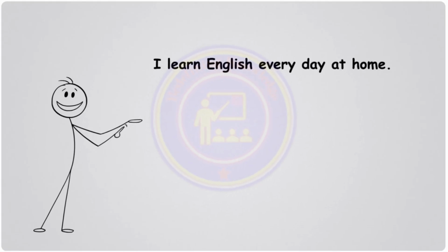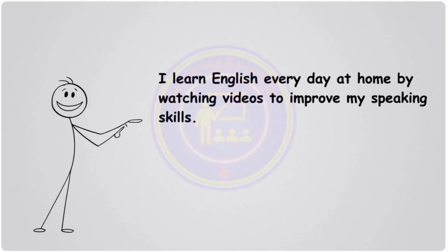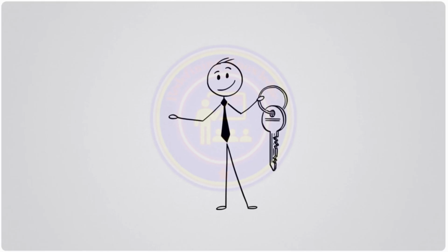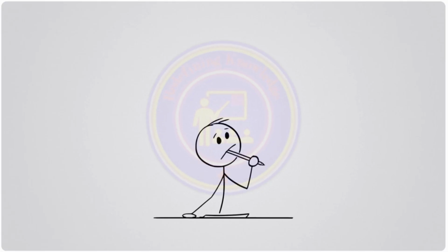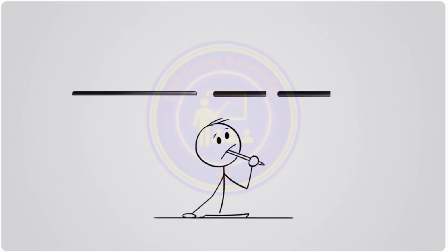Now we add a phrase that tells method or way. I learn English every day at home by watching videos. Next, we add a phrase that tells purpose. I learn English every day at home by watching videos to improve my speaking skills. You can see that we did not change the subject or the verb. We only added short phrases one by one. This is the key to building long and natural English sentences. You do not need to think of long sentences at once. You only need to start with a short sentence and then add small phrases step by step.